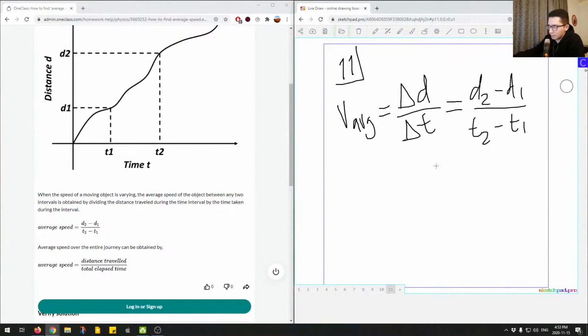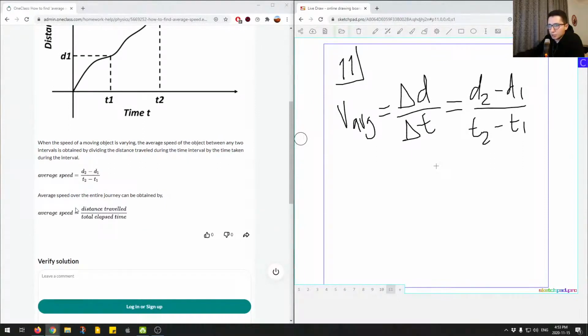And this is just saying at position 1, at position 2. So you're at position 1 at this point, you're at position 2 at this point. So this is kind of a word equation. Average speed is distance traveled over total elapsed time.